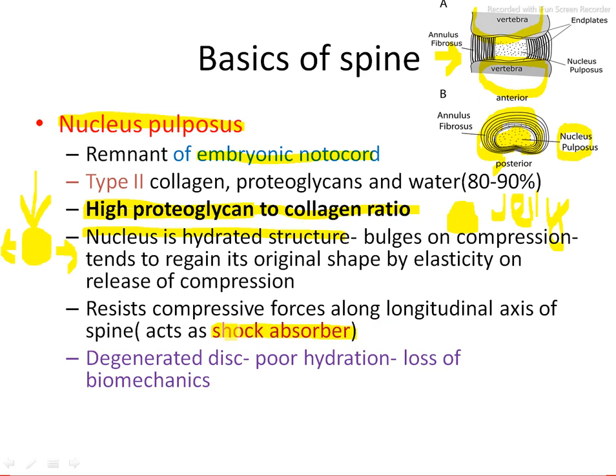But during the aging process, the content of proteoglycan decreases. Because of that, there is poor hydration. And because of this poor hydration, there is loss of normal biomechanics. And because of this, different problems can be seen like disc prolapse, and so on.